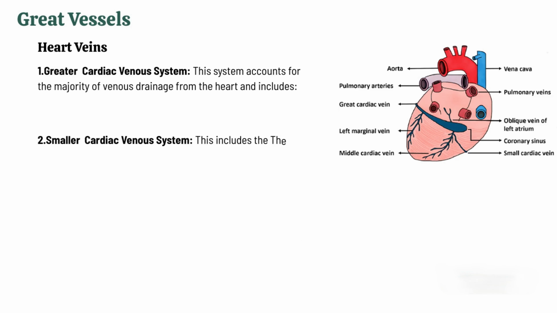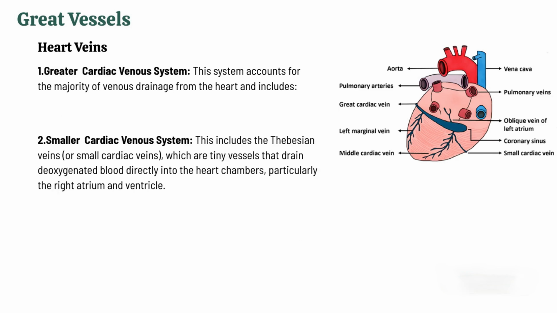2. Smaller cardiac venous system. This includes the Thebesian veins, or small cardiac veins, which are tiny vessels that drain deoxygenated blood directly into the heart chambers, particularly the right atrium and ventricle.